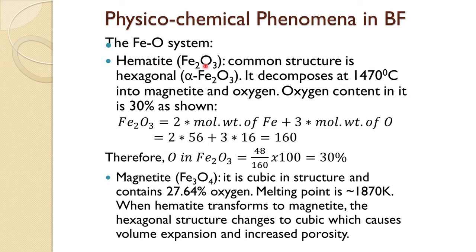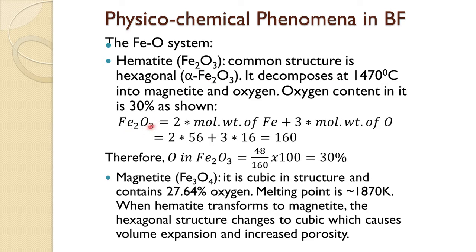first one that comes to our mind is the iron ore, which is hematite, and which is nothing but Fe2O3. So, the common structure of this is hexagonal in nature, mostly for alpha Fe2O3, and it decomposes at 1470 degrees Celsius into magnetite and oxygen, and oxygen content in this is about 30%.